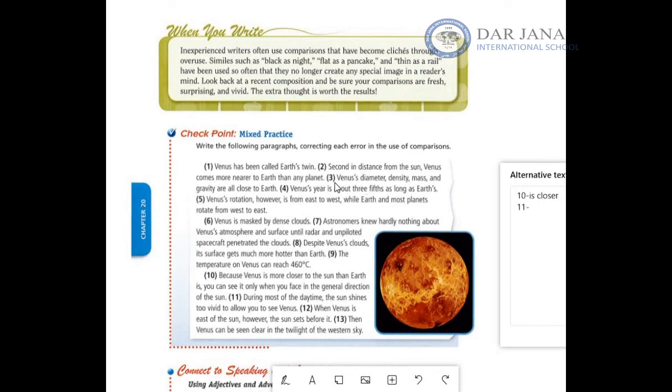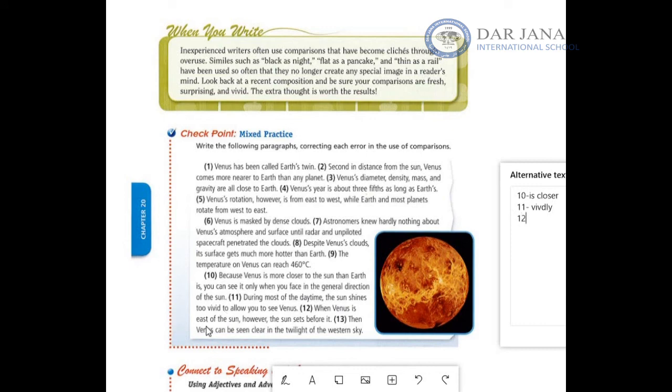Sentence 11. During most of the daytime, the sun shines too vivid to allow you to see Venus. The problem here is in the use of adjective and adverb. Look here, too vivid. The sun shines too vivid. Vivid is an adjective, and we need here an adverb because the modifier should modify the verb shines. It should tell us how. So the correction is the use of vividly, not vivid.